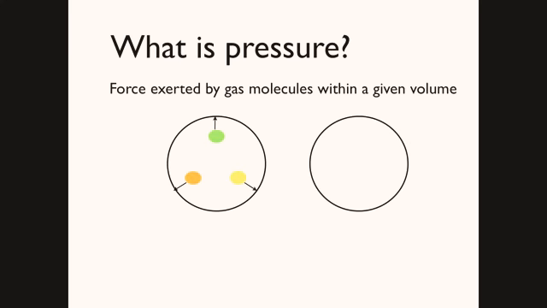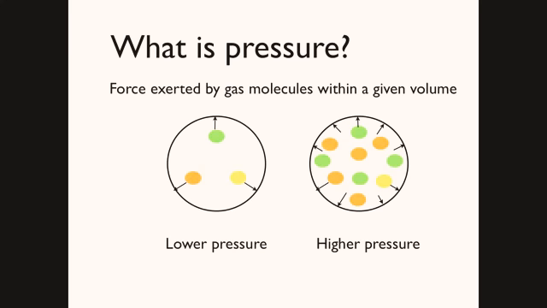If we have the same container again with more gas molecules within it, it's going to exert greater pressure or higher pressure. So the container on the right with more gas molecules has a higher pressure, and the container on the left with less gas molecules will have a lower pressure.